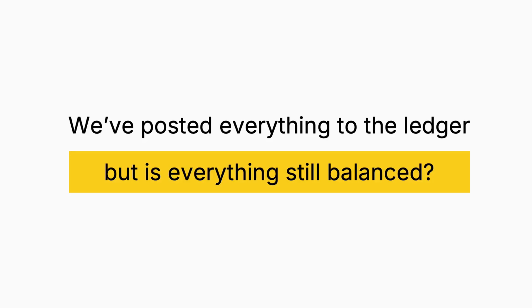In the previous video, we posted journal entries to the ledger accounts. Now, we have balances in accounts like cash, accounts payable, service revenue, rent expense, capital, and so on. But here's an important question. We've posted everything to the ledger, but is everything still balanced? Just because transactions have been recorded doesn't automatically mean everything is correct.